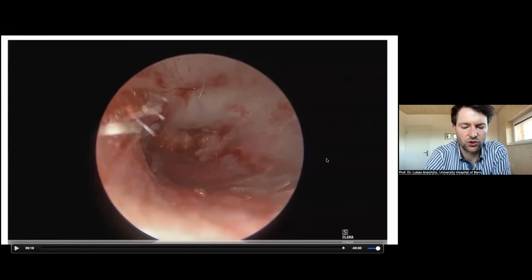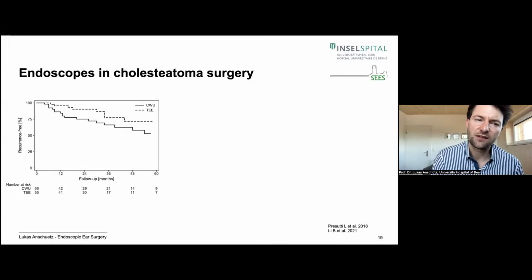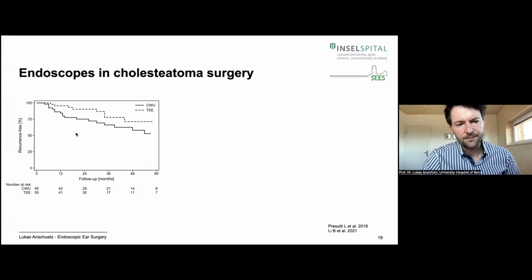Very good. So this was the second case, the second cholesteatoma case. I hope that you had a good impression of how this can work with the endoscope. Just if we look into the literature, we can see that the endoscope brings advantages into cholesteatoma surgery. This is a study which was done by Professor Presutti, who is now in Bologna, in Italy.